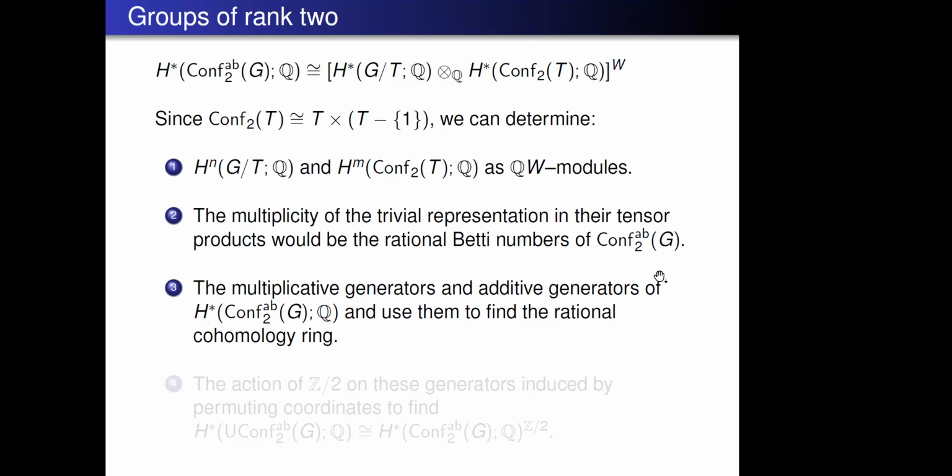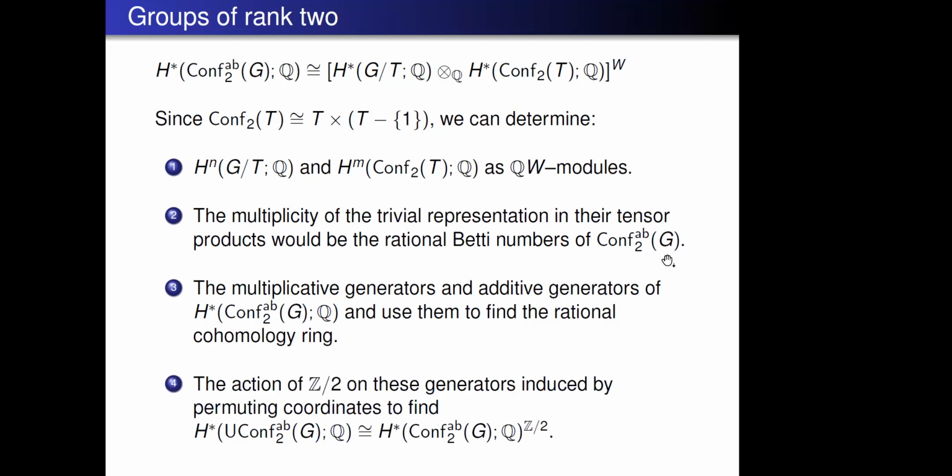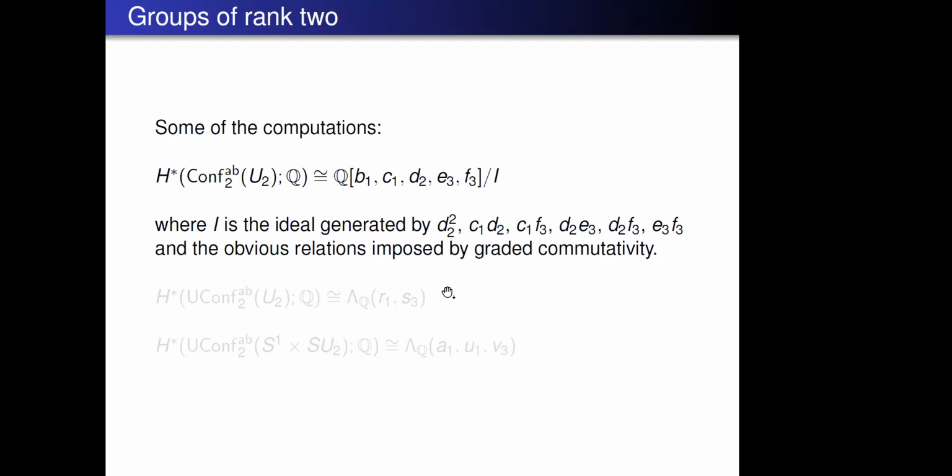And in these cases, you can also find the cohomology of the space of unordered configurations. Okay? Because this cohomology is going to be the fixed points under the action of C2, now C2 acting by permuting coordinates, and finding the fixed points. And this was a fun thing to do. Let me show you some of the computations that we did.